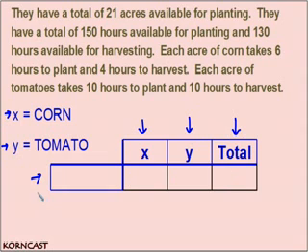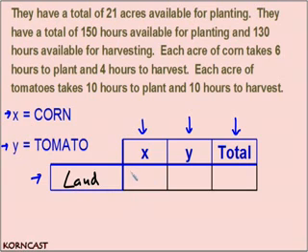We have lots of things going on here. We have acres available for planting. We have planting. We have harvesting. So we have a lot of things to take a look at here. And it's really important that as you look through these things, you don't try to mix one thing into the other. Make a separate row for each thing. So for example, let's make this one just talk about the land.